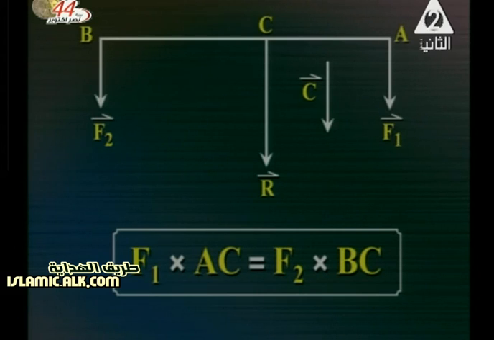Dear student, this equation is very important. When we find R with magnitude F1 plus F2, what is the direction of R? We use F1 times AC equals F2 times BC. By another method, we form F1 over F2 equals what? Yes, AC over BC.